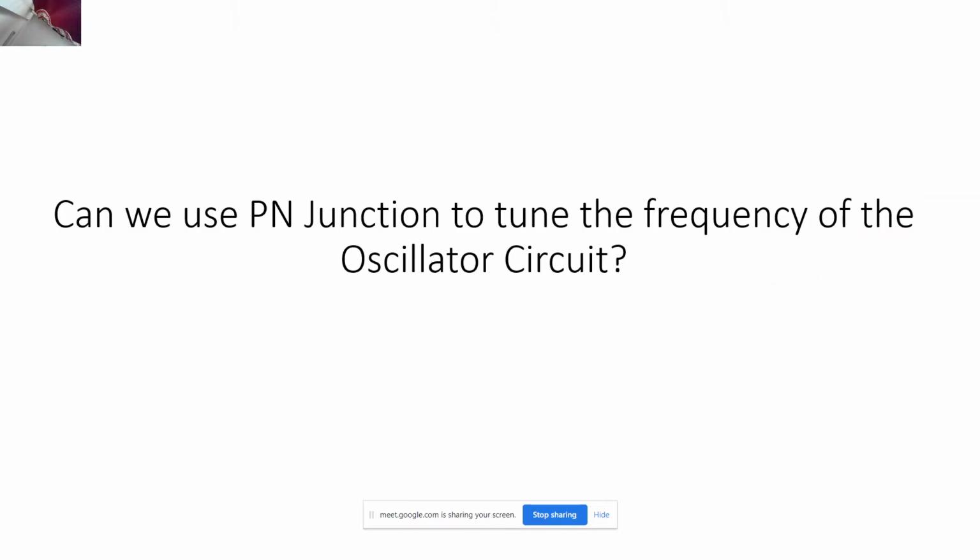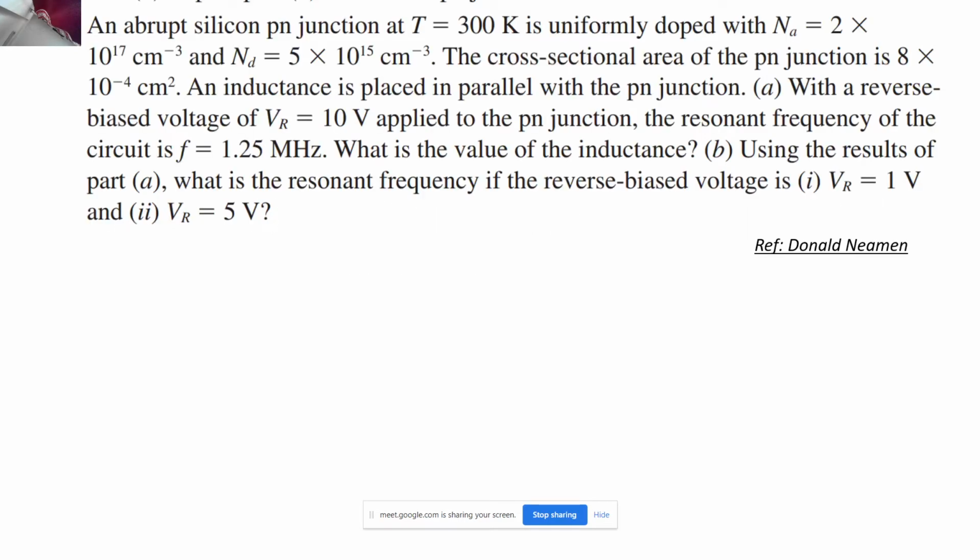Now we will be moving to a very interesting application of a PN junction, which can be used in oscillator circuits for tuning the frequency of oscillations, correct? So now let's look at the question. This has been taken from the Donald Neamen book. An abrupt silicon PN junction at 300 Kelvin is uniformly doped with Na acceptor concentration and the donor concentration that have been given. The cross sectional area has also been given, and an inductance is placed in parallel with the PN junction.